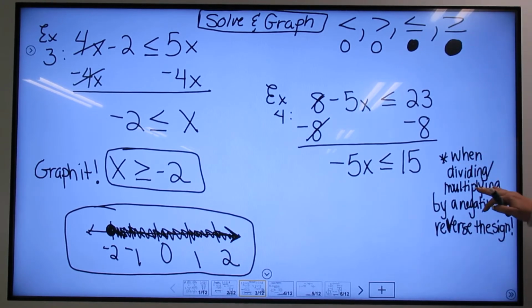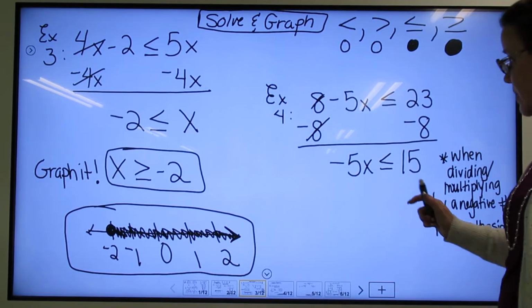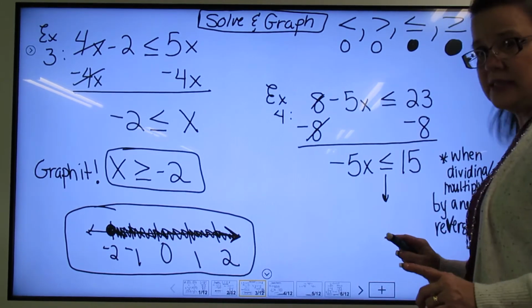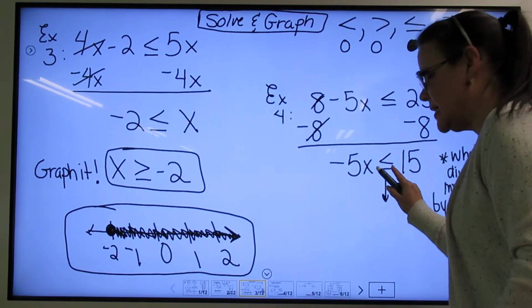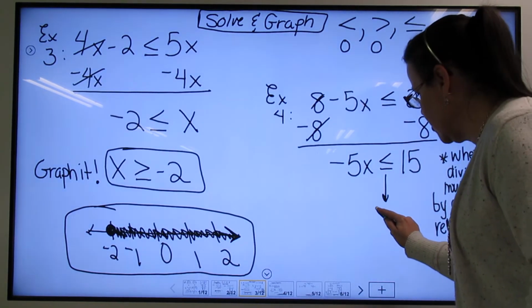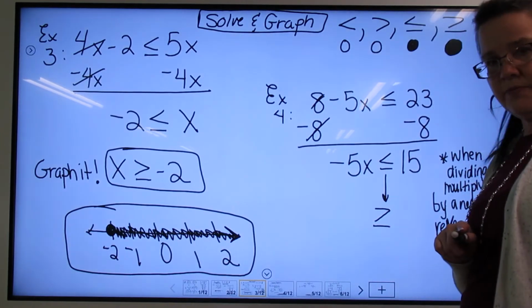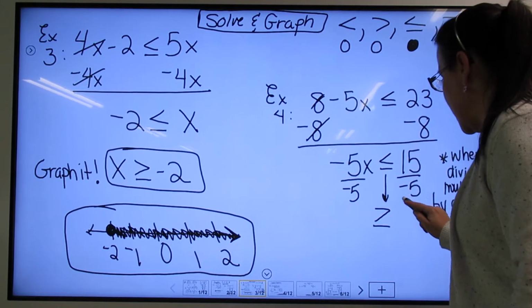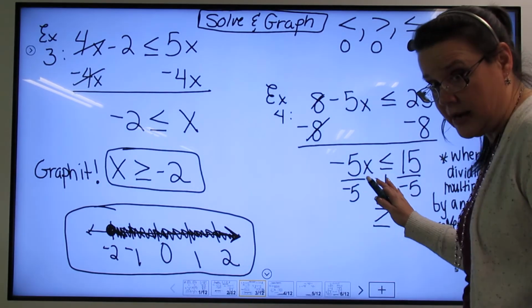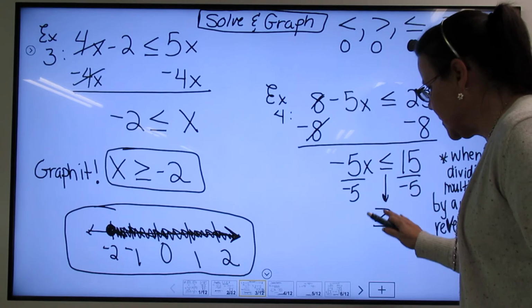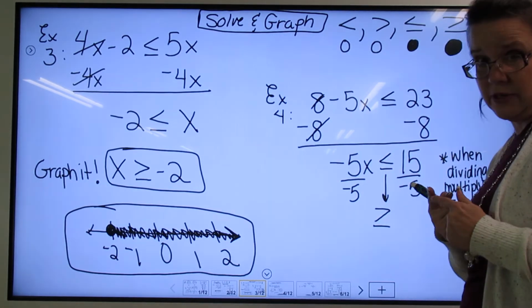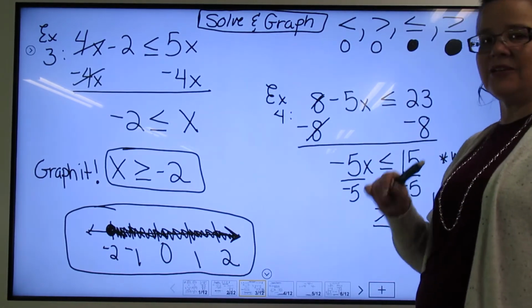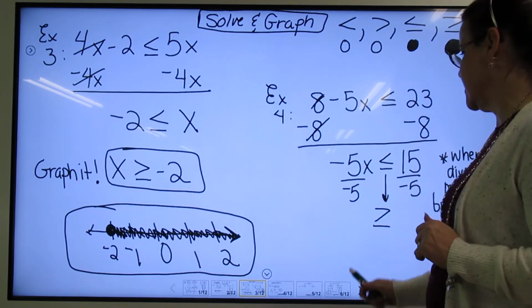Now, when dividing or multiplying by a negative number, you reverse the sign. There's your glitch. There's your little twisty goodness to it, right? You're going to reverse the sign. If this is less than or equal to, my bad, you're going to do greater than or equal to. And you're going to divide by negative 5, and since I'm dividing by a negative number, or multiplying, however you're doing it, that's when that turns around. That's when you reverse the sign. That's the one little detail that you have to remember on the test.